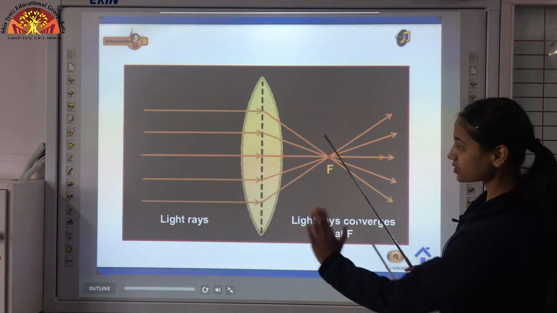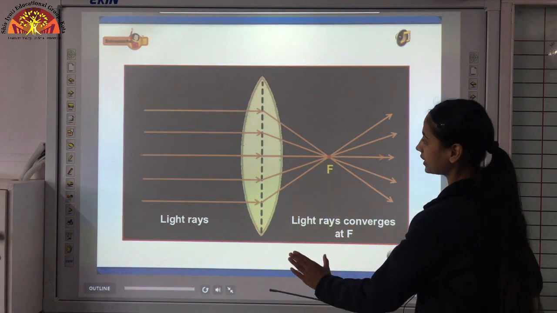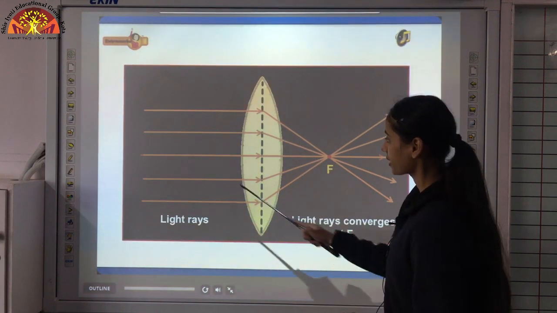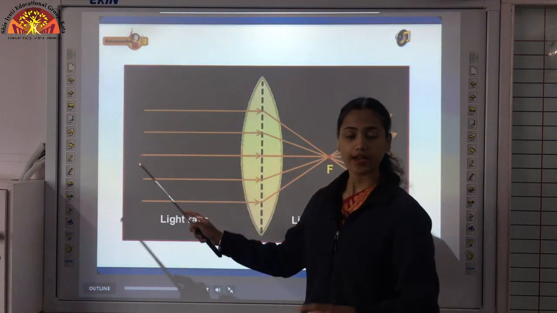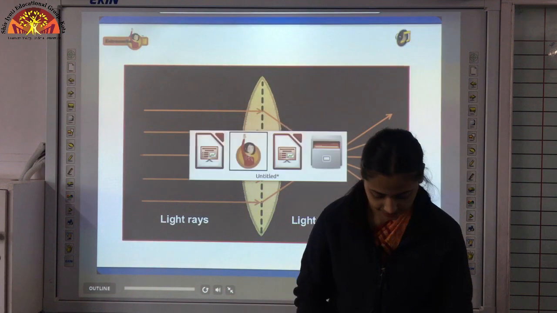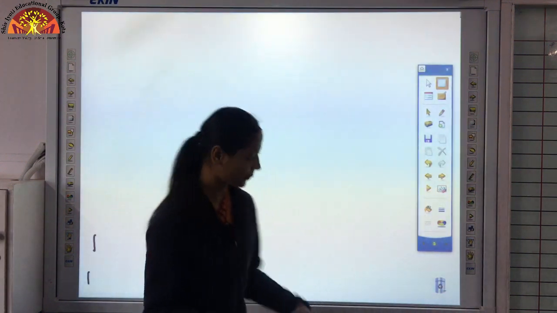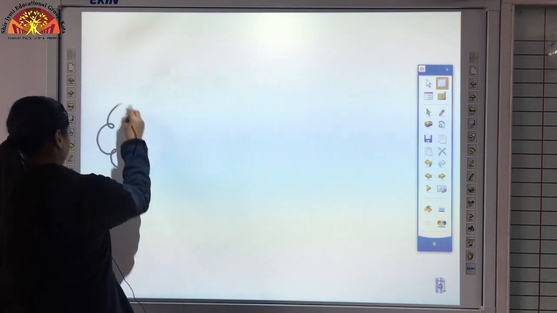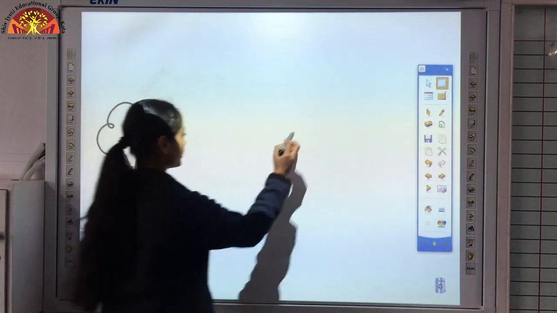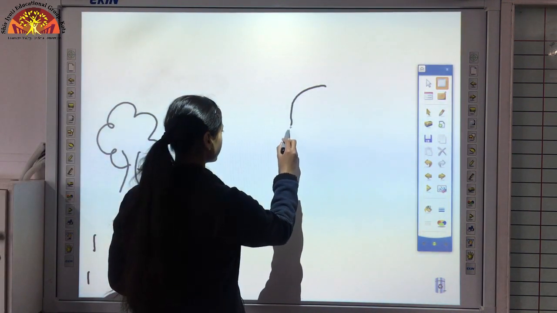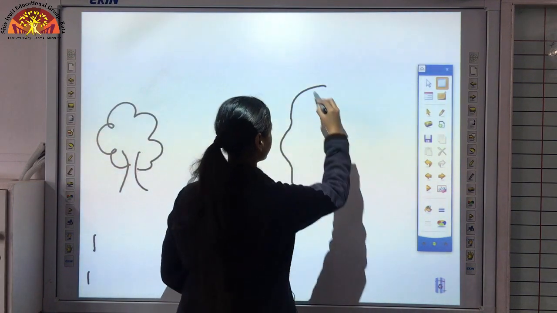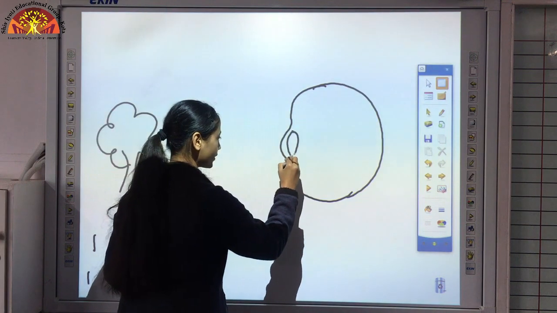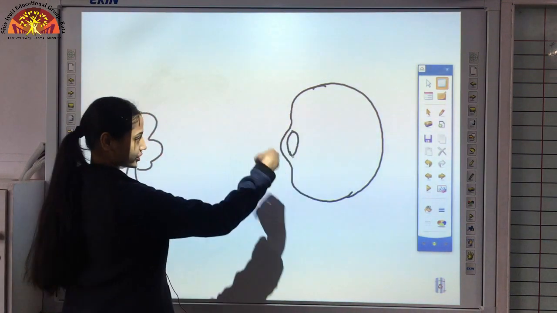This is very much similar to our human eye. Let's imagine this is our eye and here is an object. Let me draw it, then it will be more clear. Suppose we are seeing a tree, and this is our eye. In our eye, a convex lens is present. This is the structure of our eye.